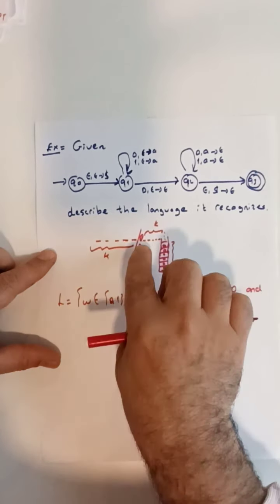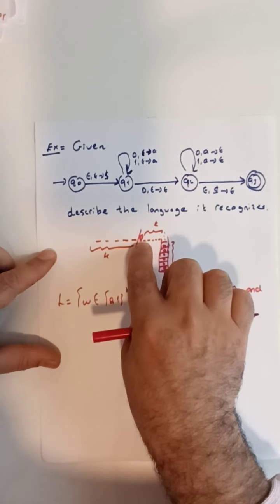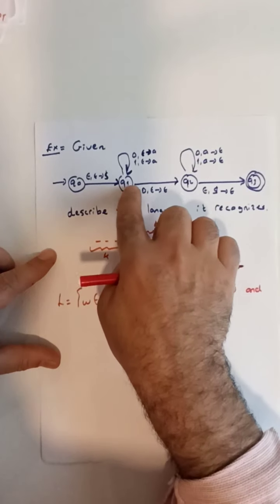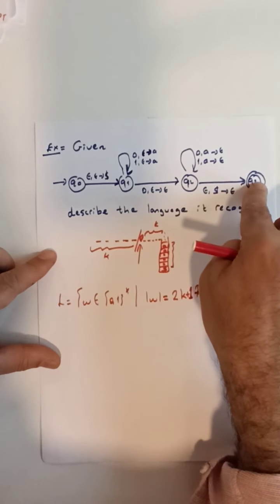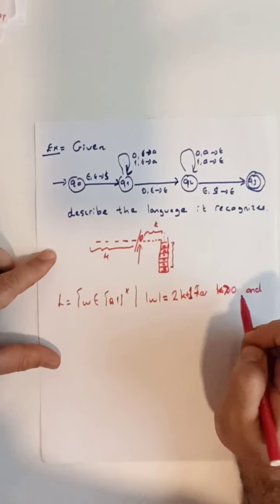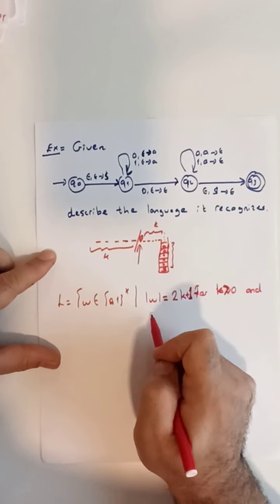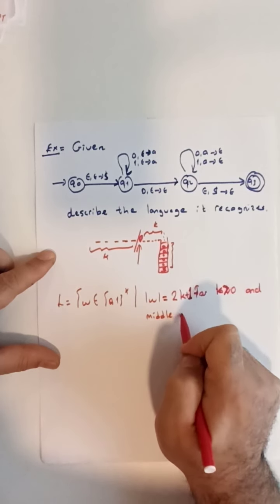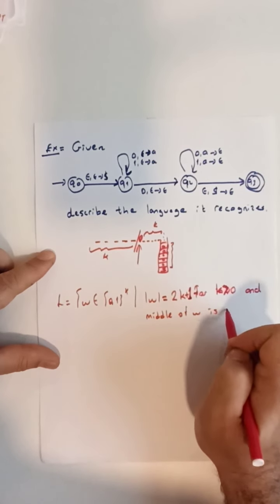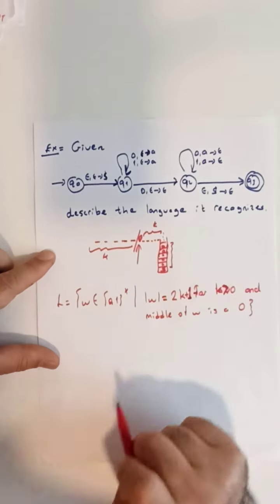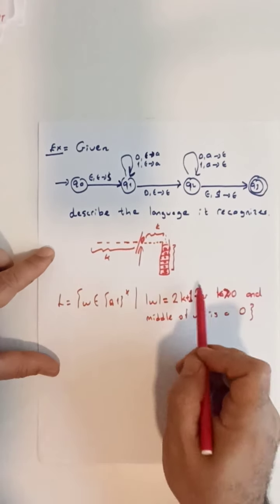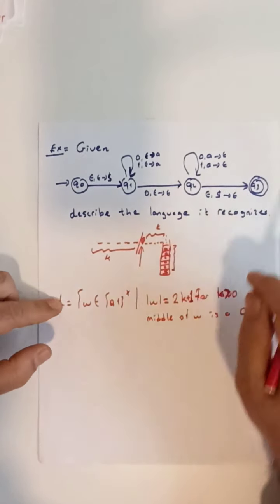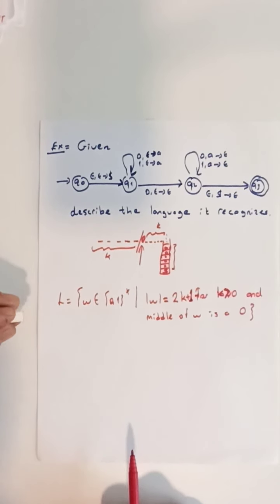And what this middle symbol is also important, it seems. For instance, if that middle symbol was a 1, we couldn't take this transition to arrive at Q3. So this means that in the string, the middle symbol should be a 0, and the middle of W is a 0. Okay, so this provides the description of the language that is recognized by this PDA.